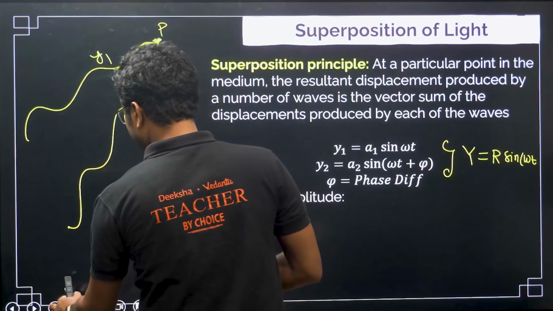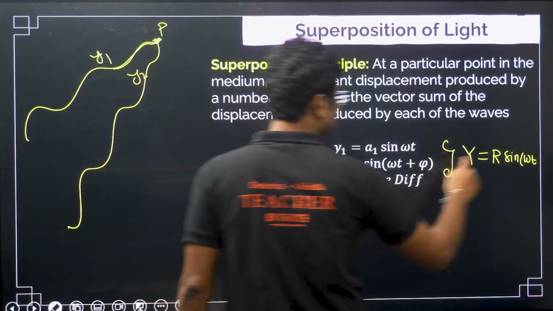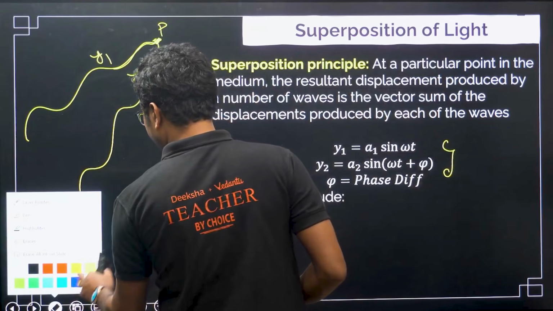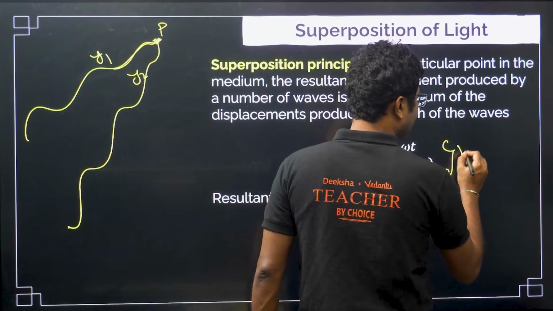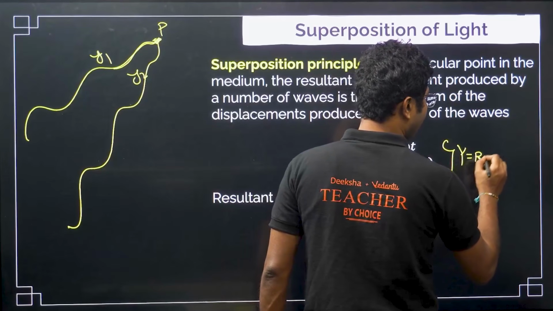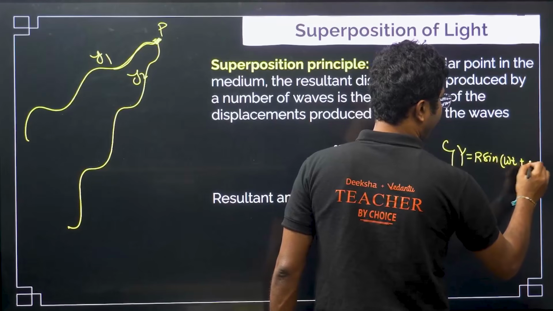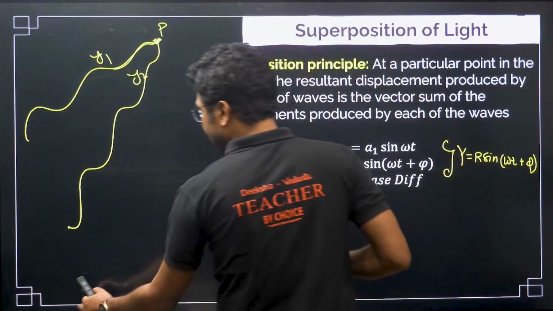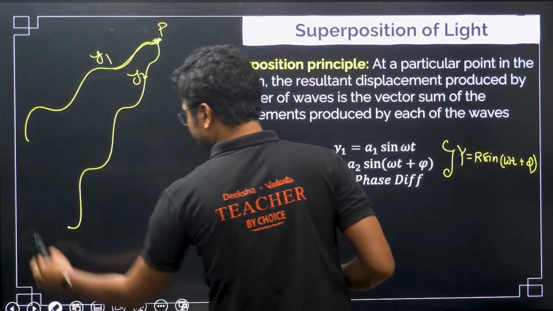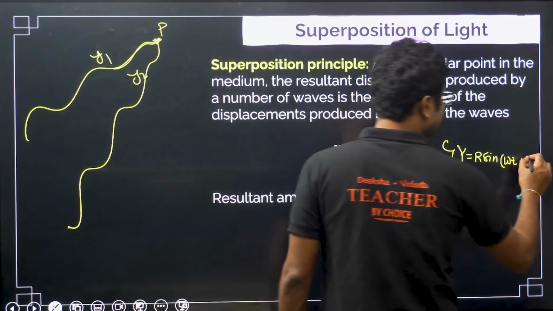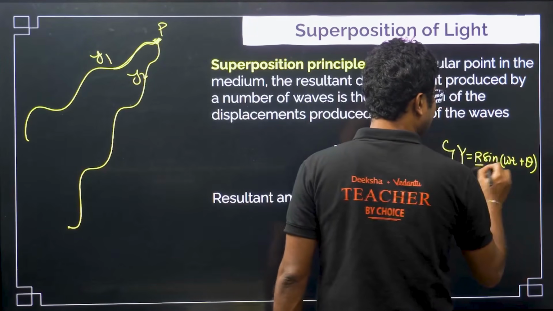Okay, so theta is the new phase angle. If you add these two waves and get a resultant displacement like this, then this is called the final wave or the resultant wave. Now this is very important to find this amplitude. This is the resultant amplitude.